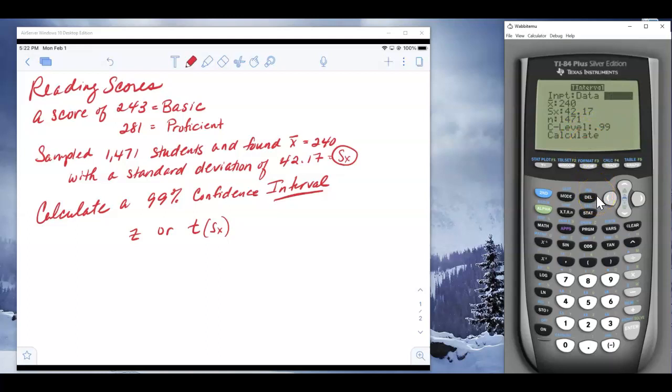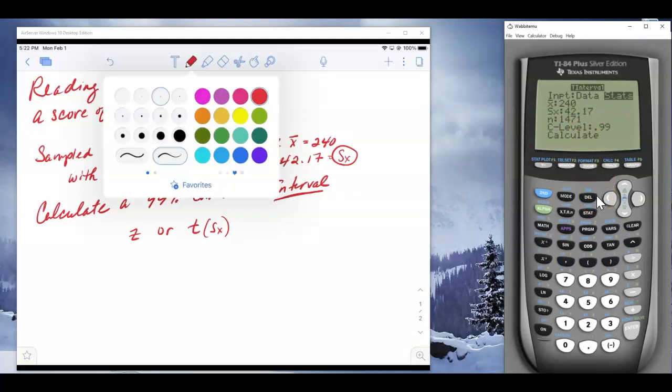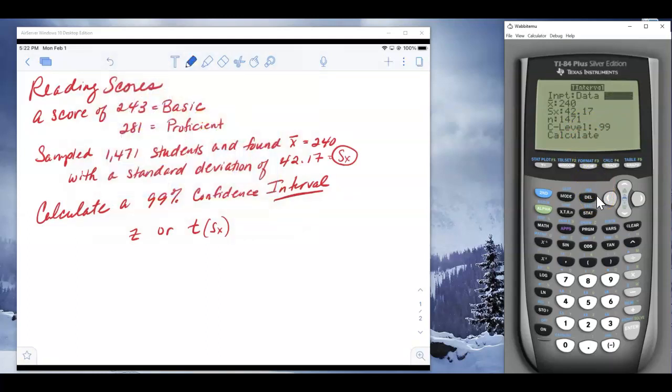Now, let's say that they didn't give us the sample standard deviation. They actually told us that instead of it being 42.17, let's say they told us that the population standard deviation was 42.17. Okay, so if that's the case, then I'm going to go over to tests. And again, I'm going to look between 7 and 8. And this time I would have a Z because they gave me the population standard deviation.